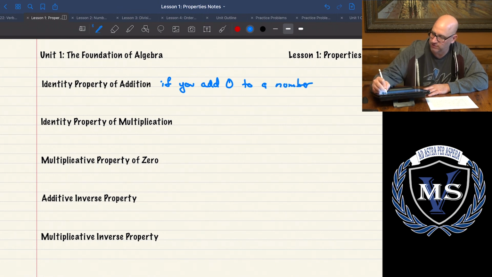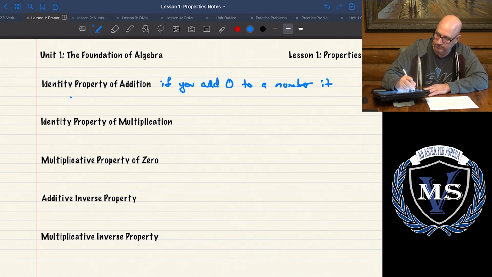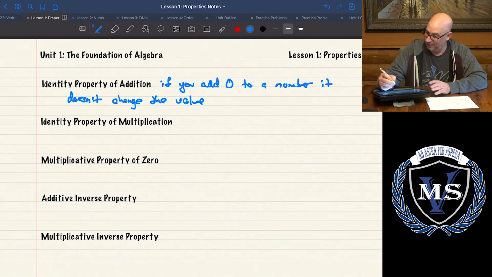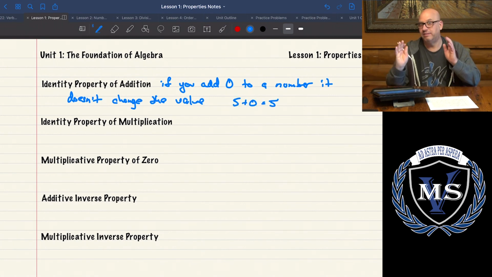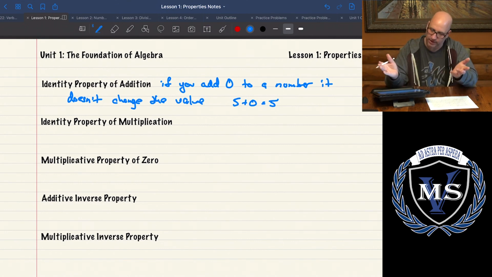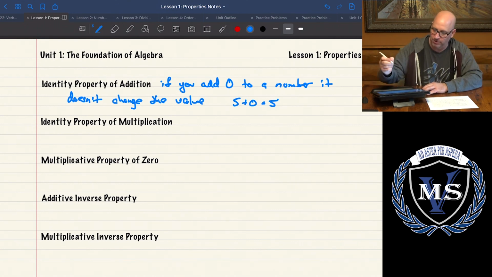So, identity property of addition, if you add 0 to a number, it doesn't change the value. Duh. Why do we have to write that? I don't know. I hope you don't need a sample problem for this one, but you know, you may. Here, if I took 5 and said, hey, put 0 to it, what do you have? 5. What? Its identity is the same. I know. Then, identity property of multiplication, you can multiply by 1.